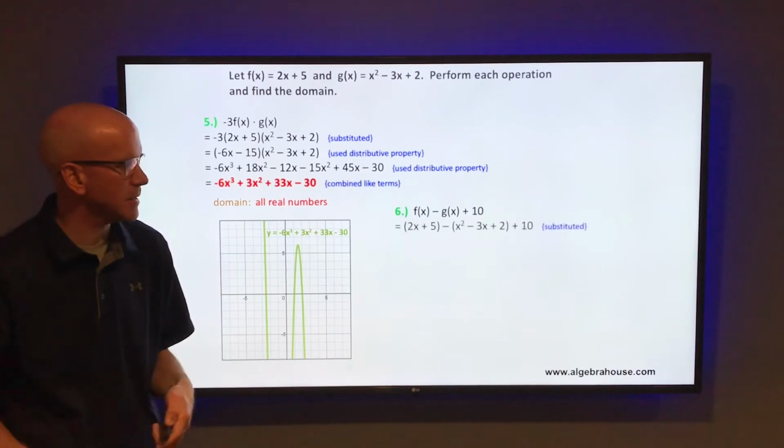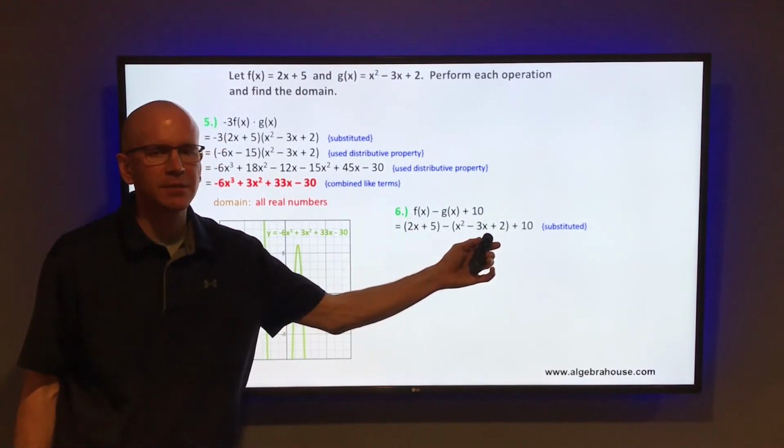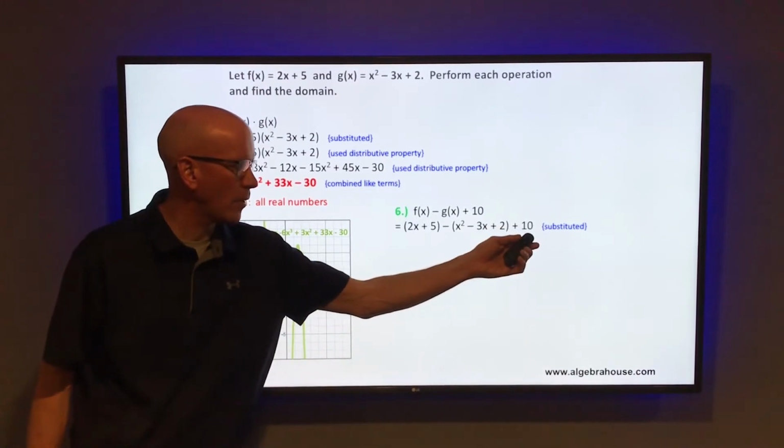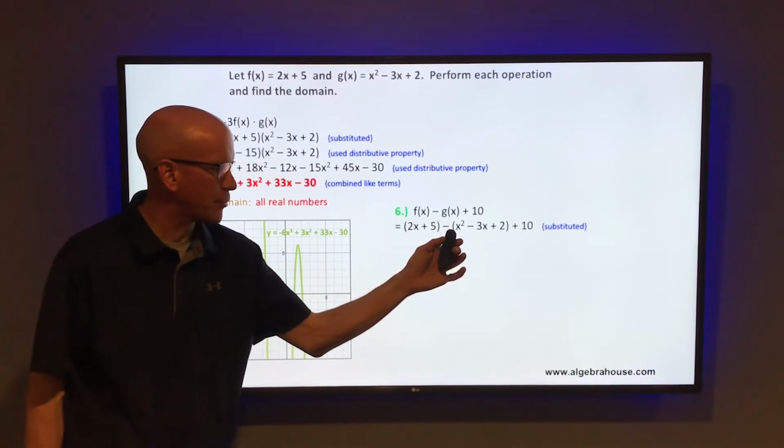Next, f(x) - g(x) + 10. So take what f(x) is, the 2x + 5, subtract what g(x) is, the x² - 3x + 2, and then you're adding 10 onto that. Take out the parentheses and combine the like terms. Distribute that negative sign through the parentheses.